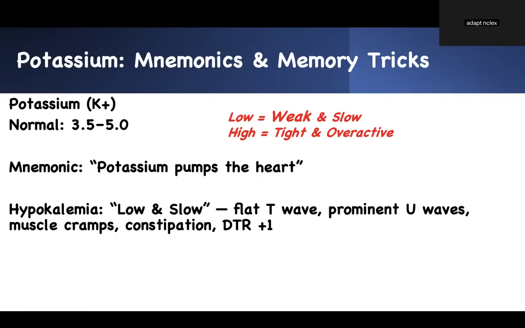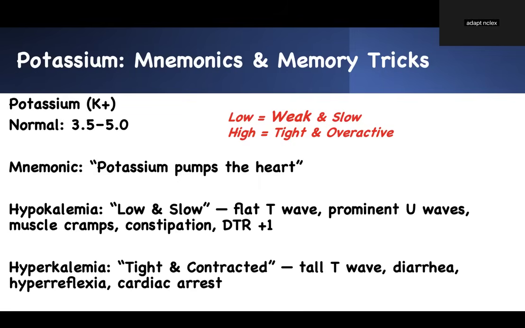Now, hypokalemia is what? Slow and weak. And therefore, the heart is going to be slow. You're going to have a flattened T wave, and you're going to see a prominent U wave. These are features on the NCLEX or in nursing school. This is what they ask you: which of these EKG changes is associated with hypokalemia? Once again, slow and low. Flat T wave, T wave inversion, and prominent U wave. The other slow things you have to think about are muscle cramps and constipation. You see, things are slow. Your reflexes go down.